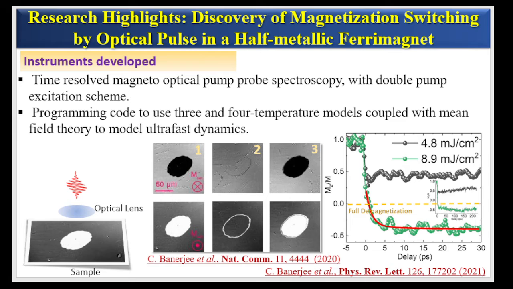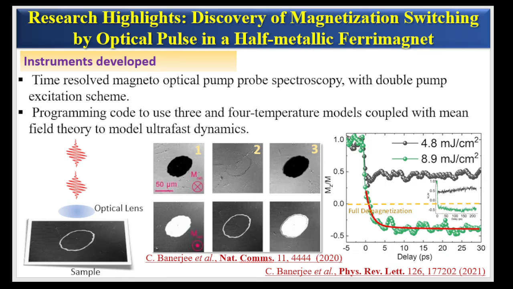While we studied the interaction of intense optical pulses with a ferrimagnet, we observed an interesting phenomenon. That is, the magnetization of the system could be flipped with a single optical pulse. So whatever the initial magnetization direction is, upon the action of each single pulse, the magnetization would switch. So a toggle switching was observed.